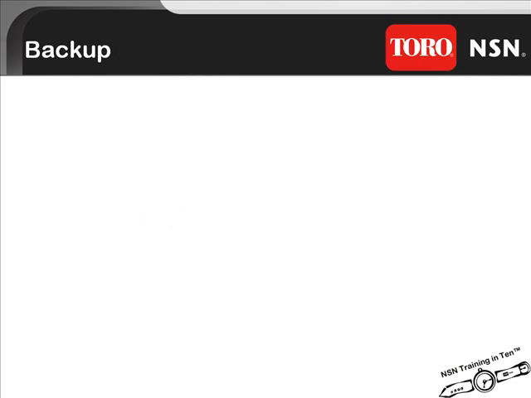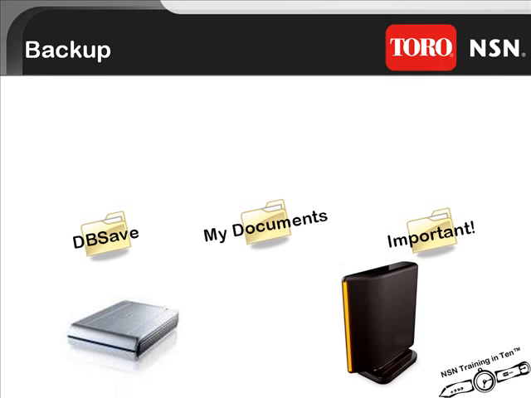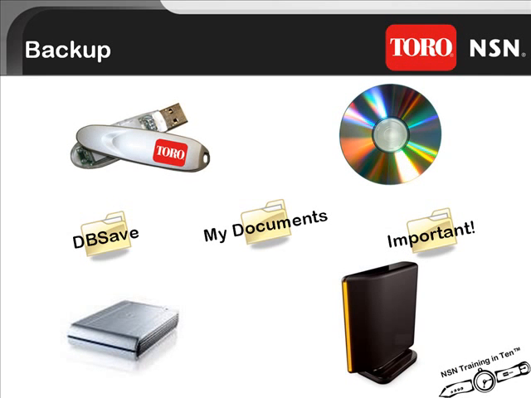Your weekly backup should, at the very least, consist of making copies of your My Documents, DB Save, and other important folders on your computer where you have stored information. The backup should be made to some type of removable media, such as external hard drives, USB drives, or CDs. In fact, on more recent Toro NSN computers, we have installed a removable secondary drive for just this purpose. The software on these computers automatically backs up your My Documents and DB Save folders. To check and see if you have one of these newer configurations, please contact us at NSN.